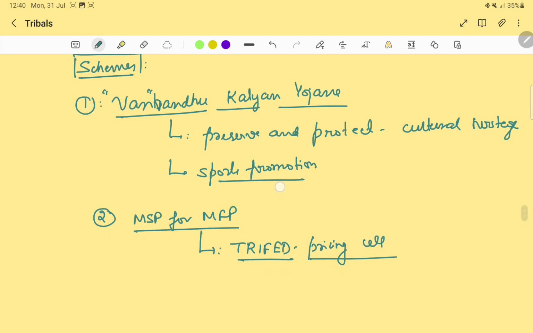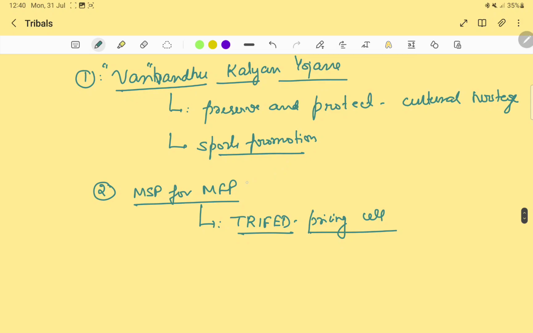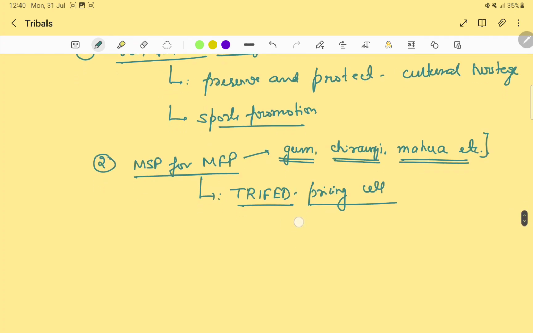Okay, so it is like this. What are the minor forest produce? They are like gums, chironji, then you have mahua. So there are different types of minor forest produce, and they are not exploited at the hands of the middleman, zamindar or money lender. So government is trying to ensure that they are getting at least MSP for their minor forest produce.